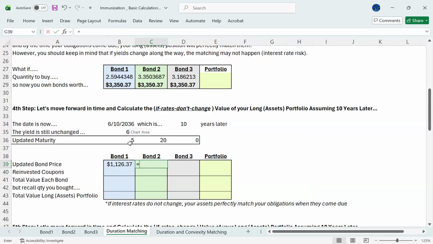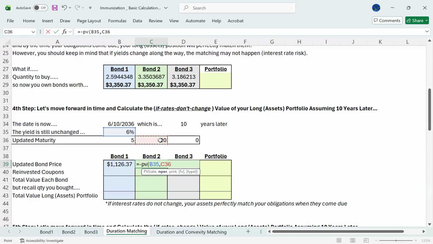Now let's repeat the same for bond two, minus PV. We're assuming that the yields didn't change. And now the number of periods until maturity is 20. I'm not sure if I already mentioned that, but for simplicity, we are assuming that these bonds pay annual coupons.